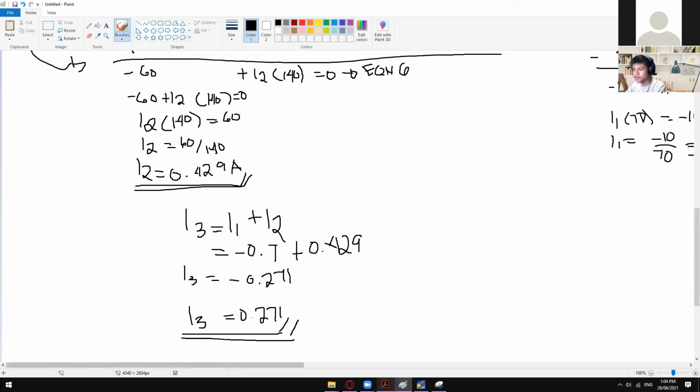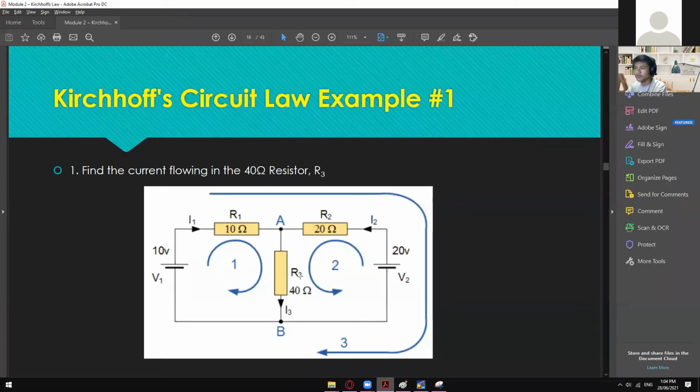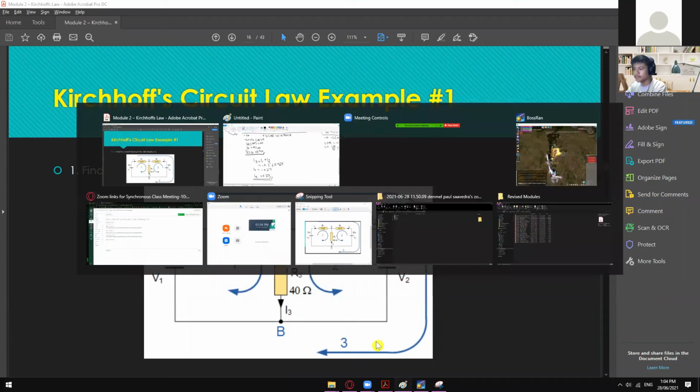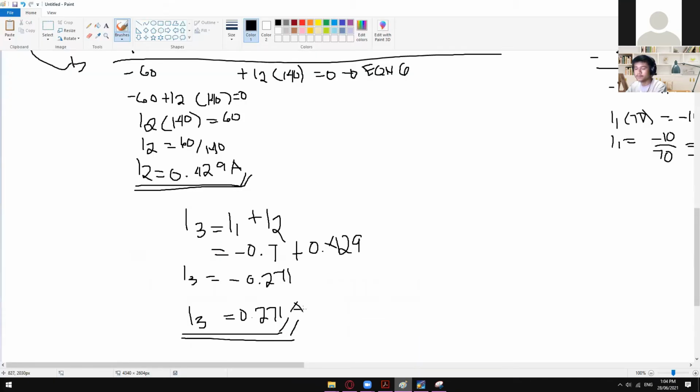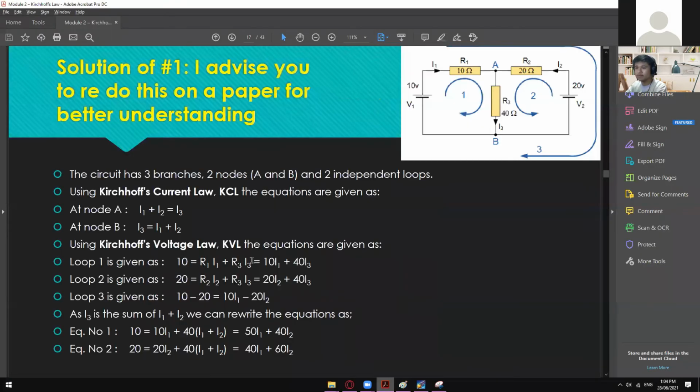The correct answer for this 40 ohm resistor, the current that is flowing, is 0.271 ampere. And if we compare that with our solution, here we have two super nodes, but either of those two are just the same, just like what I mentioned a while ago. So at node A or at node B, it will give you this equation right here, wherein they are just the same. And then we have those three loops, which is the same with what we have.